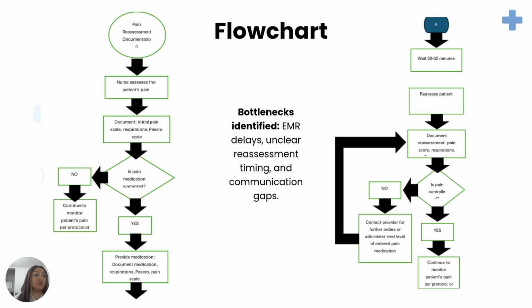If pain medication is warranted, the nurse then will provide medication, and document the medication, respirations, Pasero, and the pain scale. After that, the nurse will wait 30 minutes, reassess the patient, and document the reassessment, pain score, respirations, Pasero, and pain scale. Is the pain controlled? If not, you will contact the provider for further orders to administer the next level of ordered pain medications.